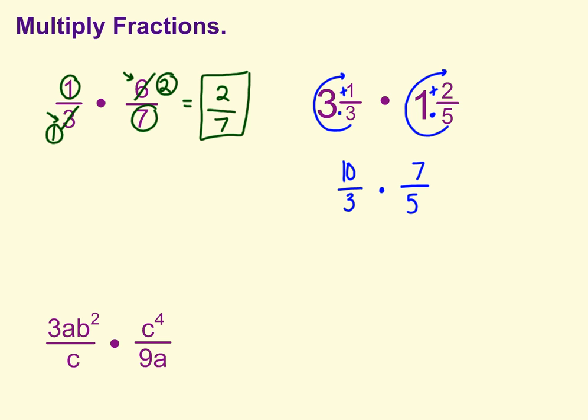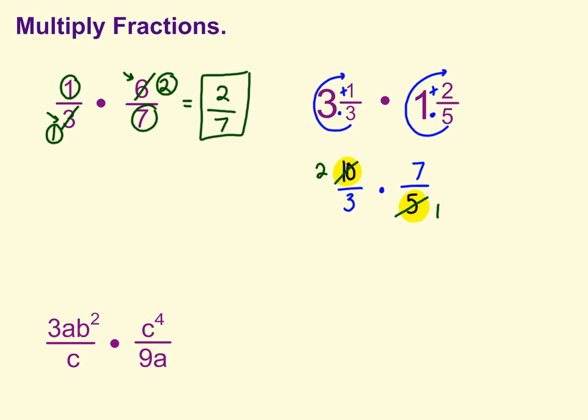Alright, so what we're looking for is, do we have any reducing that we can do? Any number from the top with any number from the bottom. I'm noticing the 10 and the 5 can be reduced. Sometimes there's more reducing to do than just one diagonal. It could be the other diagonal as well. So we go ahead and reduce. 10 and 5 can both be divided by 5. So 10 divided by 5 is 2. 5 divided by 5 is 1.